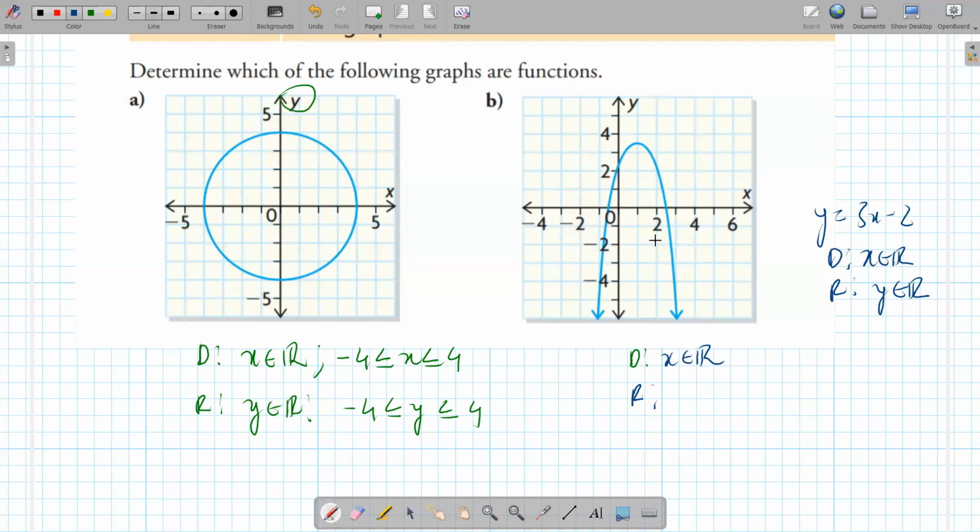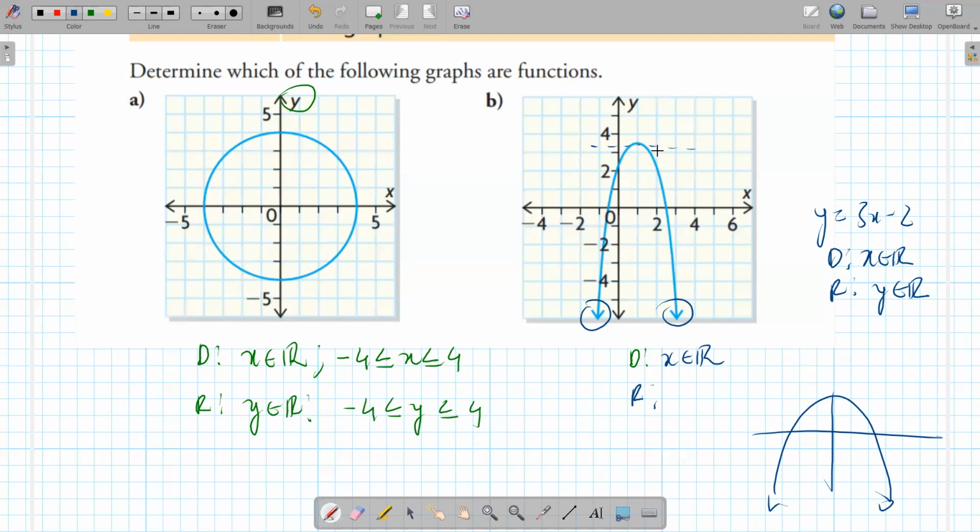No restrictions, but for the range, there is a restriction because it'll never be above this point, right? The y value will never be above this value here. But the x, you see these lines, they're going to extend to infinity in both directions. So x can be anything. But the range will never be above this value.